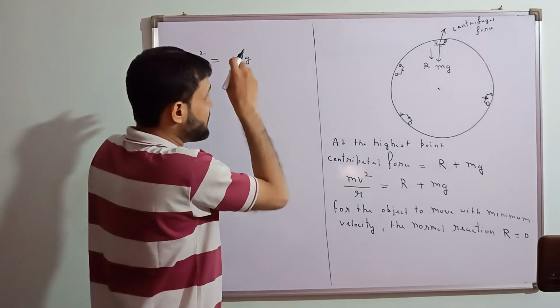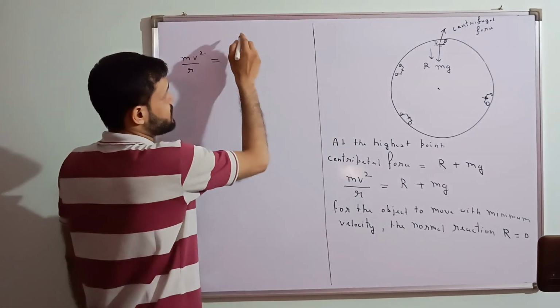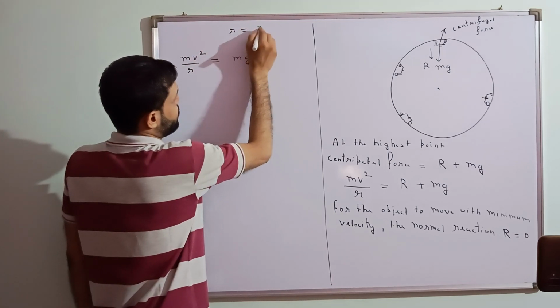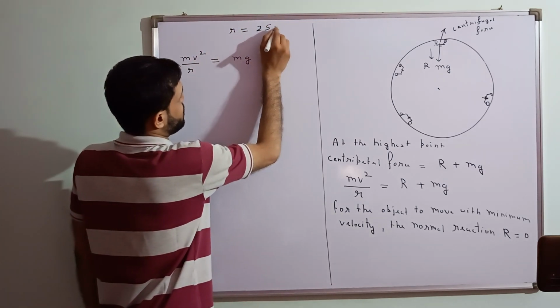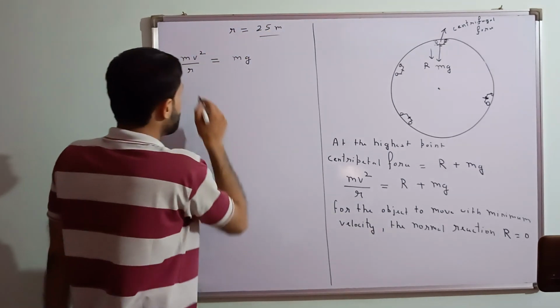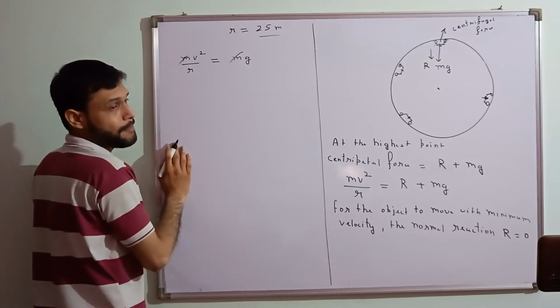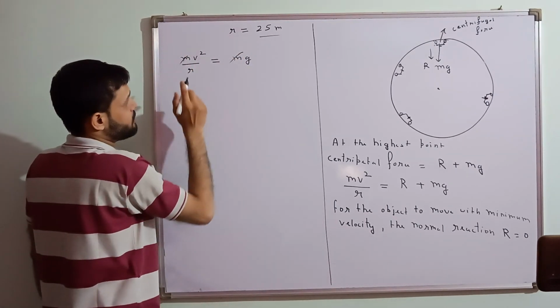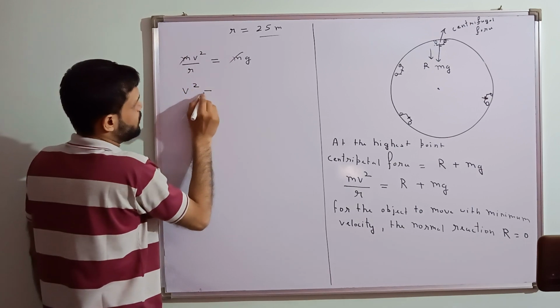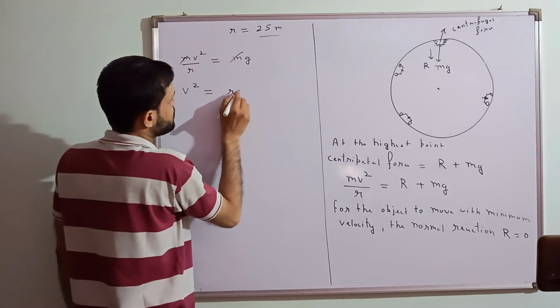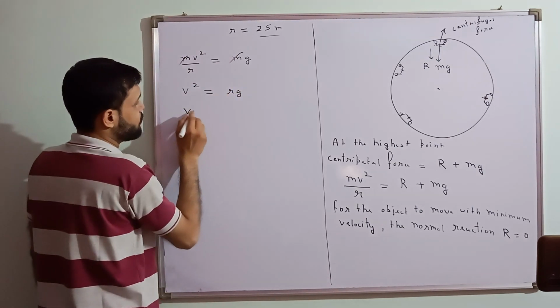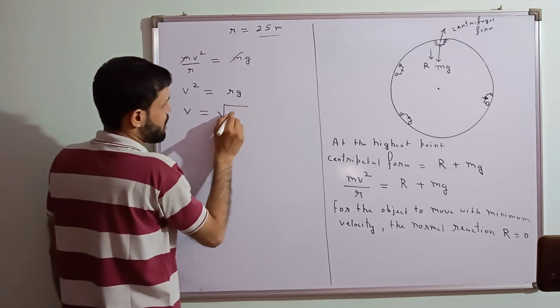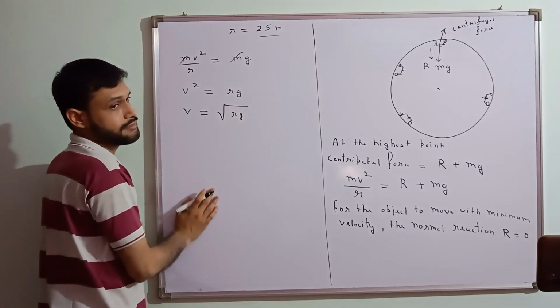Now they are saying, find the minimum velocity if the radius of this circular path is how much they have given? They have given 25 meter. Now you can see m and m will get cancelled. What is the minimum velocity with which it can move? V square is equal to R into g, isn't it? So V becomes what? This is how it is.